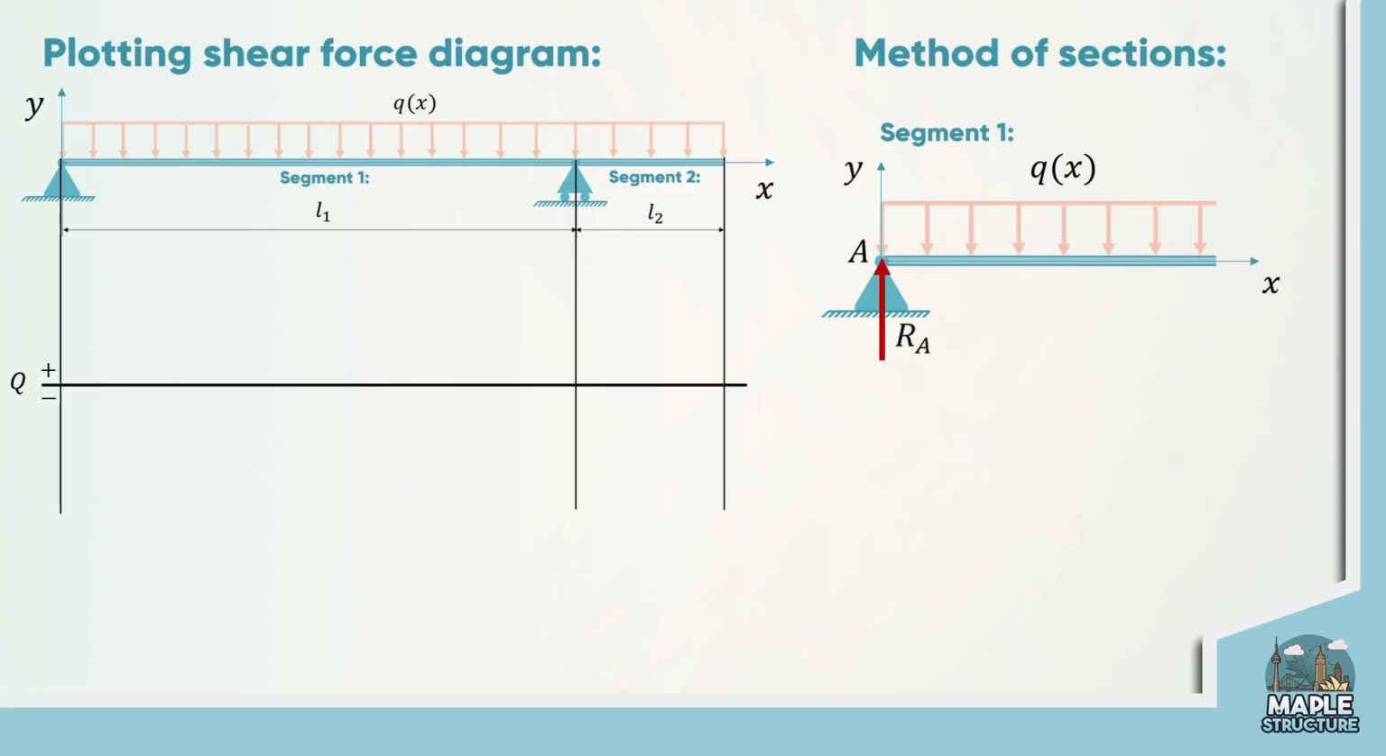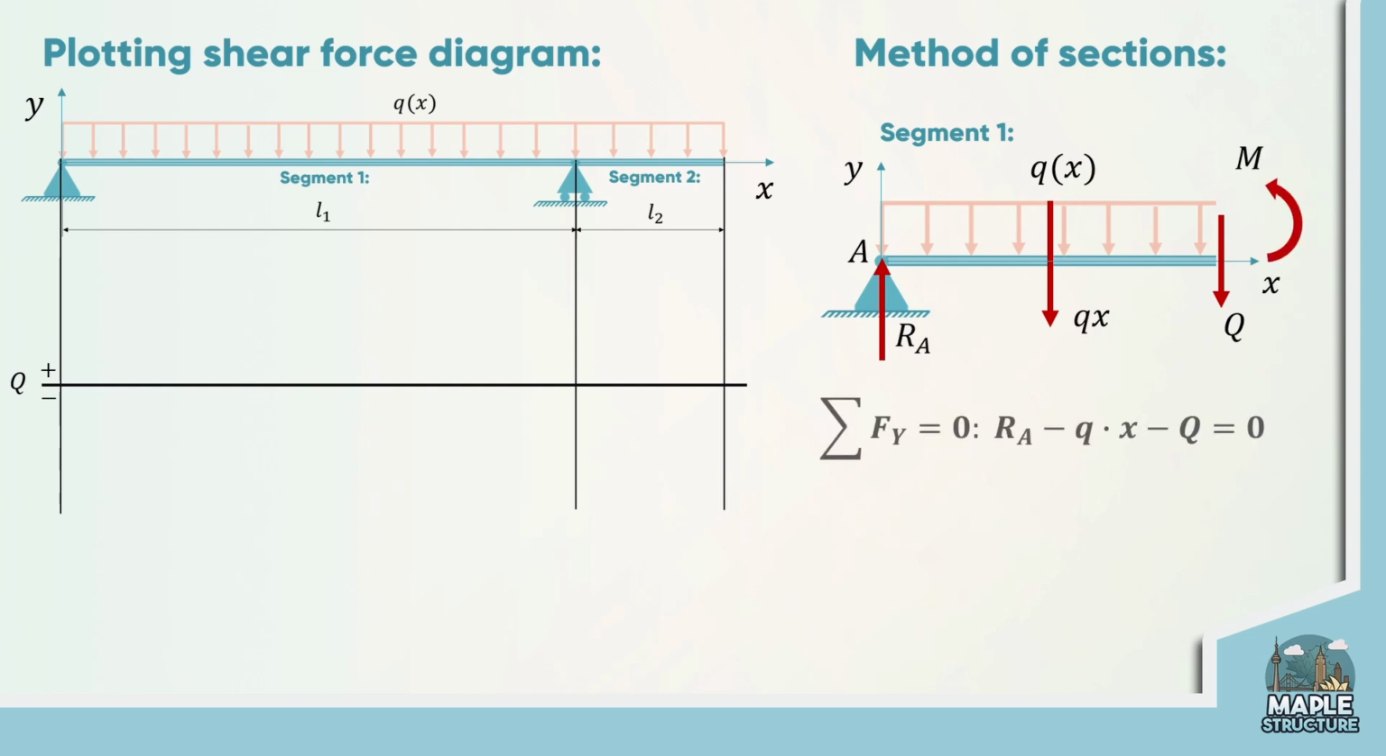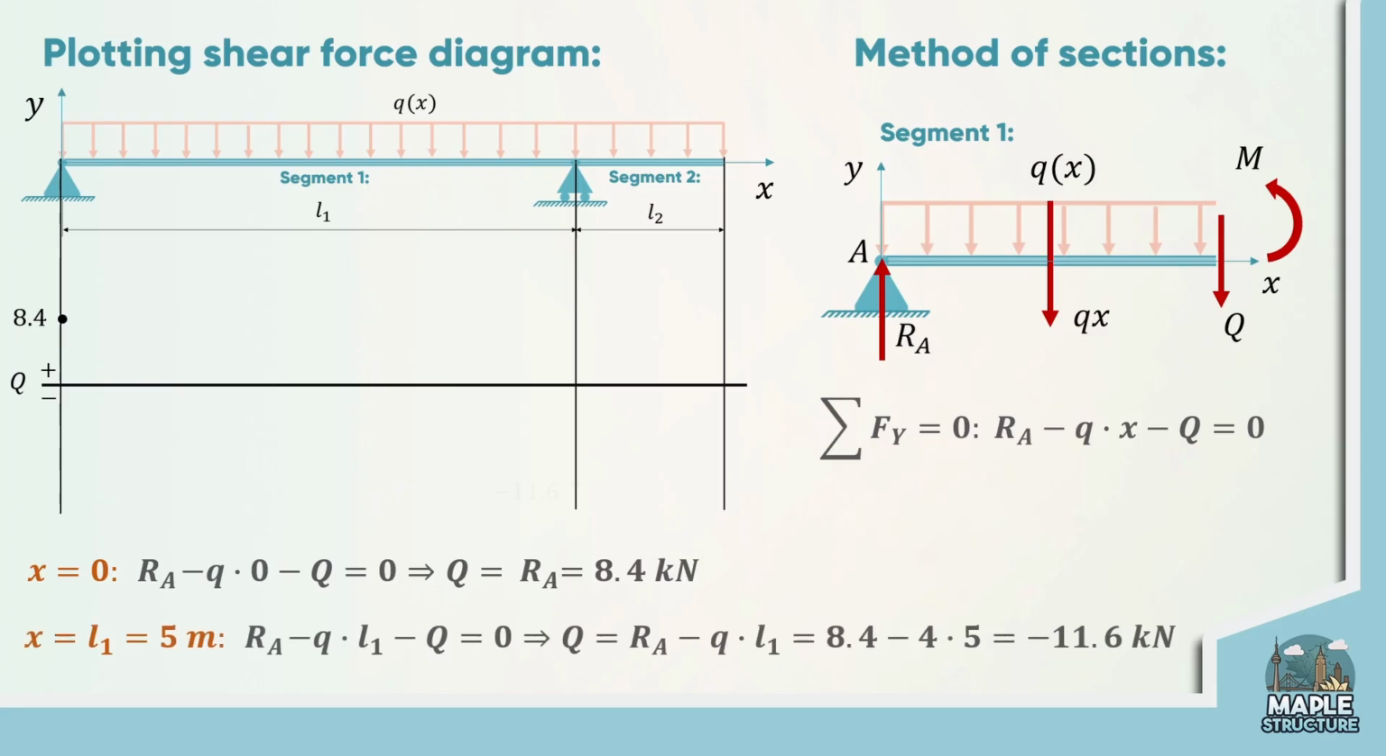Let's show all the forces we have in this cut segment: the support reaction at point A, our replaced distributed load, and the internal forces themselves. Now, by summing all the vertical forces in the y direction, we can determine the shear force equation. This equation is linear, and it means we should take only two values of x and then plot the diagram by connecting those two points. I suggest taking two boundary points, where x equals 0 and where x equals the whole length of the segment. And now you can see the diagram for this segment on the screen.